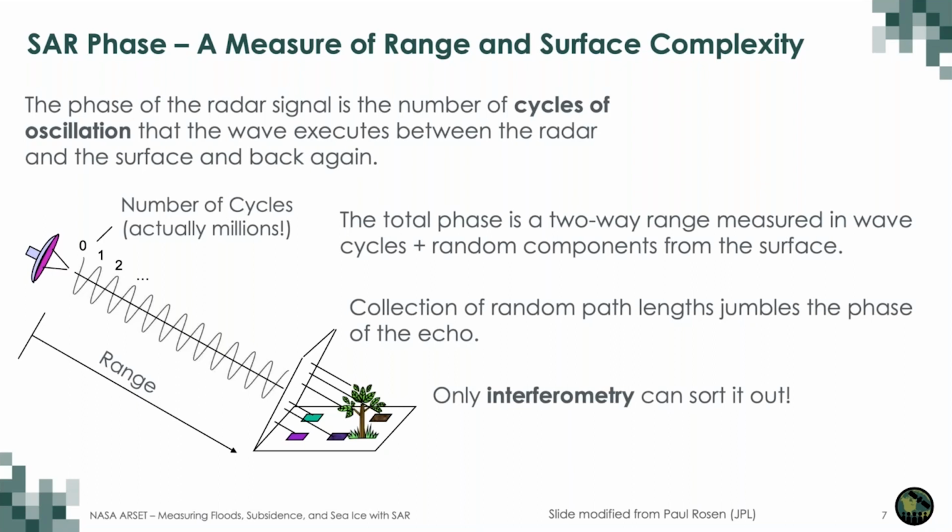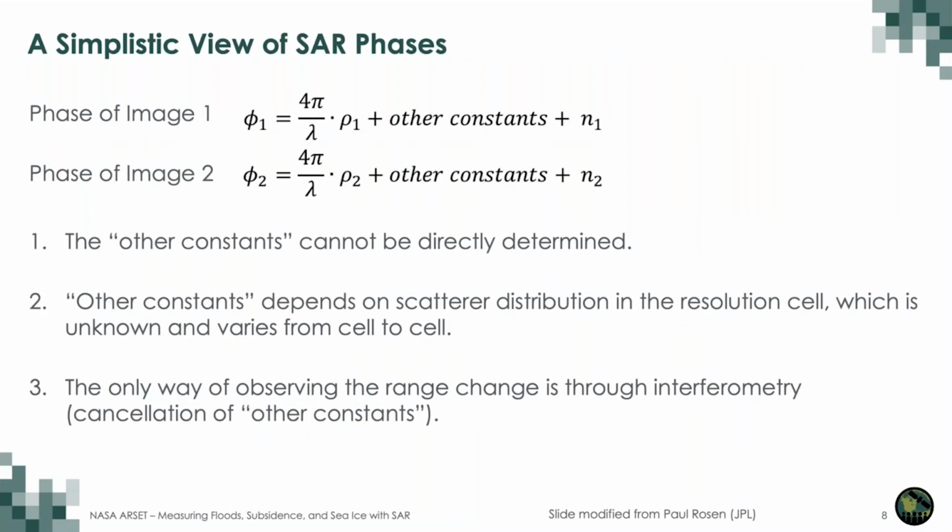But if the objects in this pixel stay in approximately the same location relative to each other, then we can take a second acquisition and do interferometry, or very basically, subtraction of the phase, to measure this distance between the antenna and the ground. We can't measure the absolute distance, but we can measure how much the distance changed.